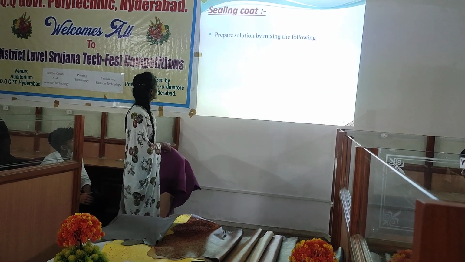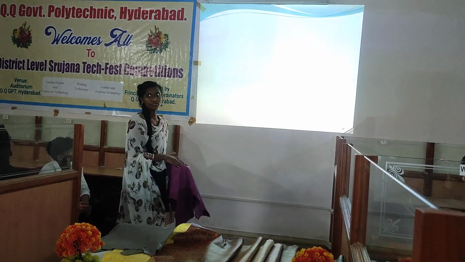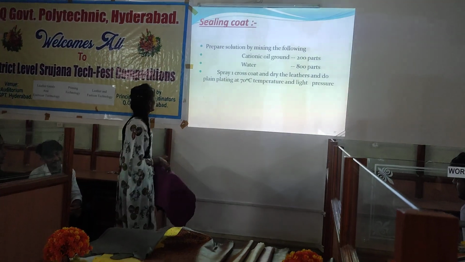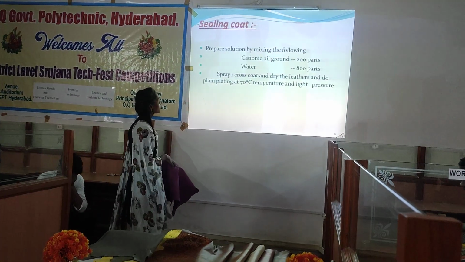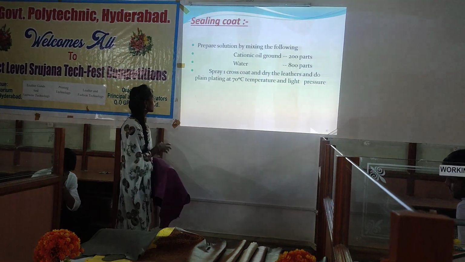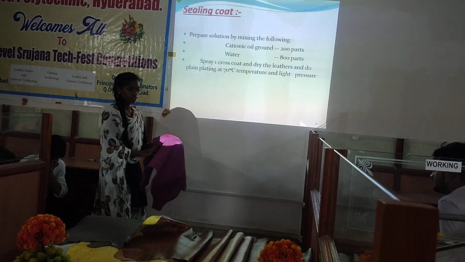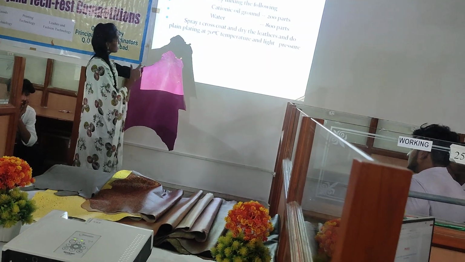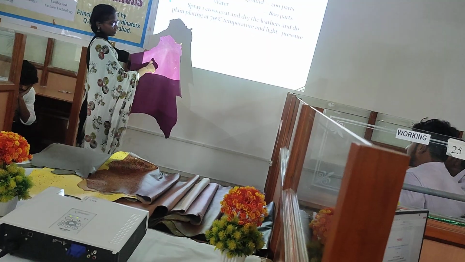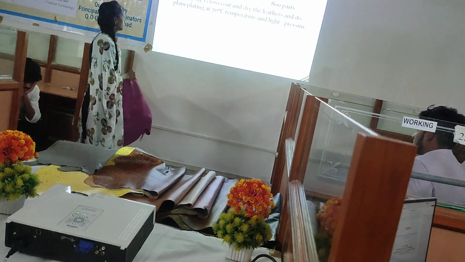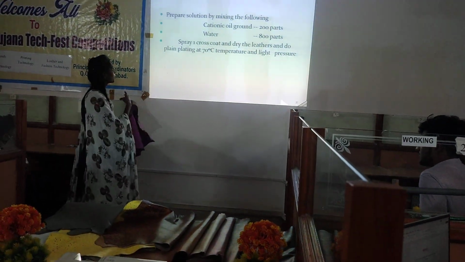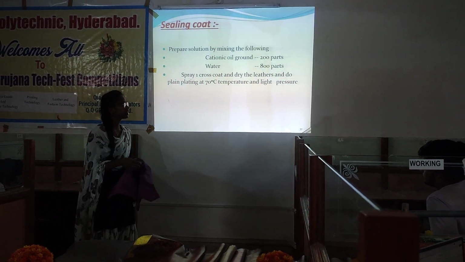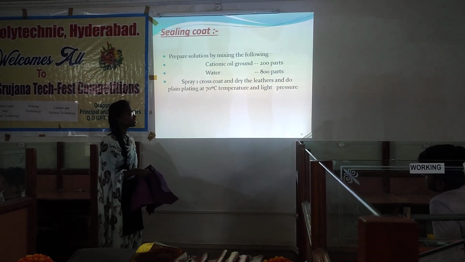Seal coating. Prepare a solution of cationic oil brown and water. Spray 1 cross coat on the leather. We have to spray in the cross direction, not in horizontal or vertical direction. And we have to do plain plating at 70 degrees centigrade temperature and light pressure.